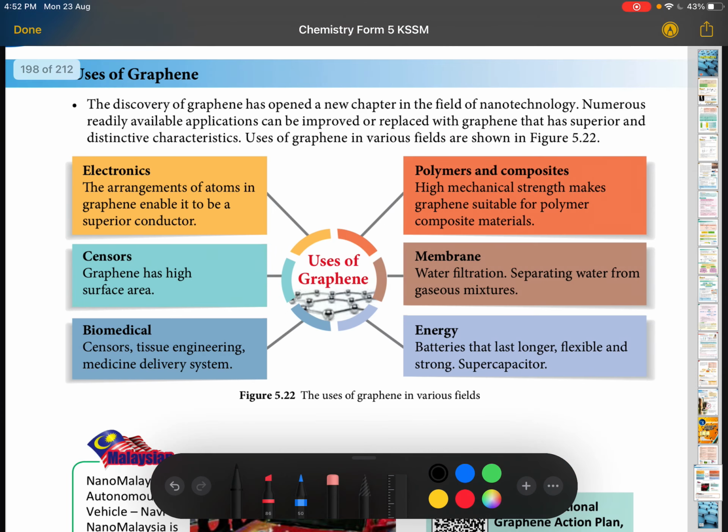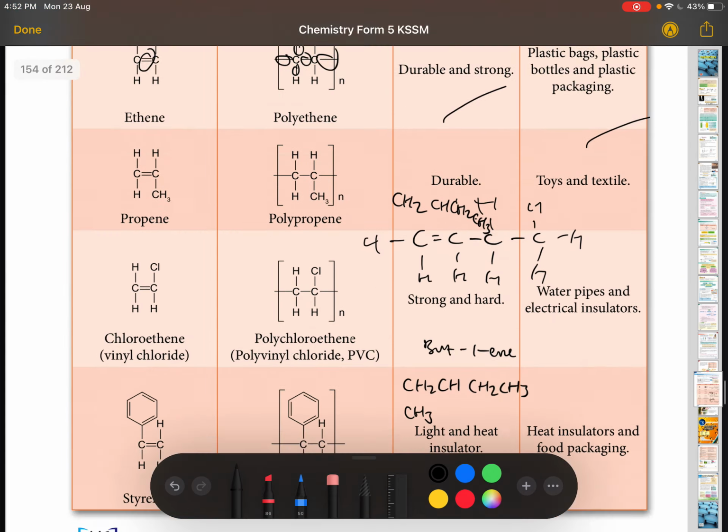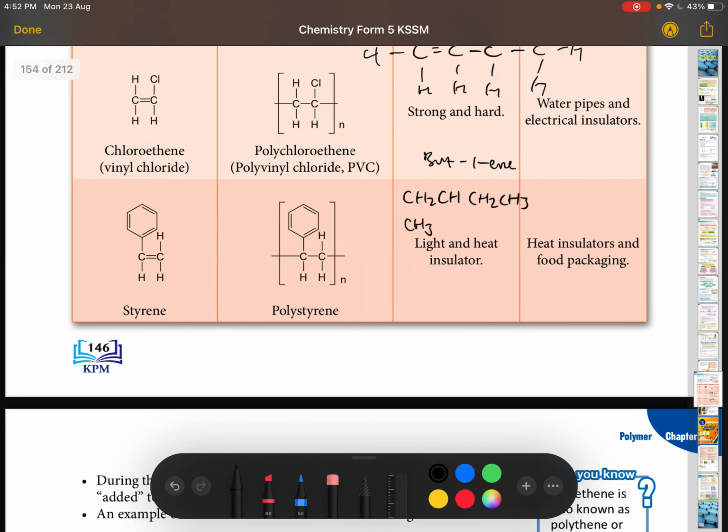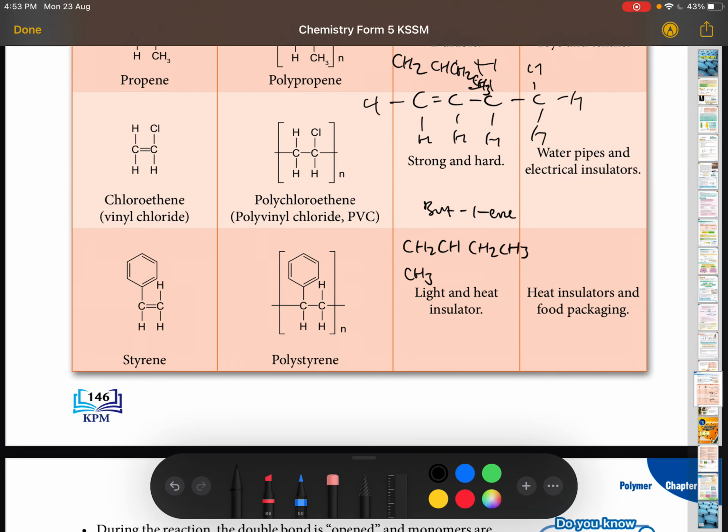CH3. Oh my god, I accidentally left that page. How did I get back there? Oh, here. So that's but-1-ene. For but-2-ene, it's here, like this. CH3. Okay, back to where I was.